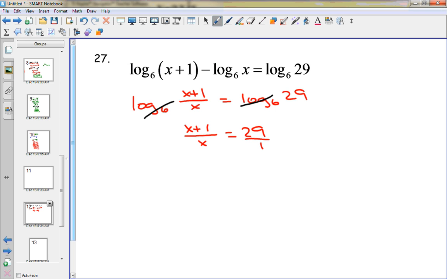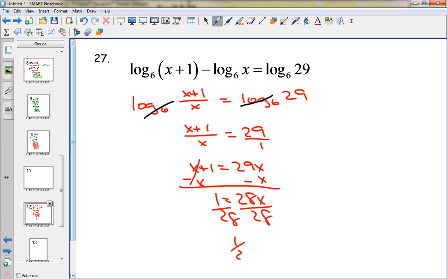I have a fraction equaling a fraction, so what can you do? Cross multiply, so x plus 1 is equal to 29x. Subtract the x. 1 is equal to 28x. Divide by 28. 1 over 28 is equal to x.